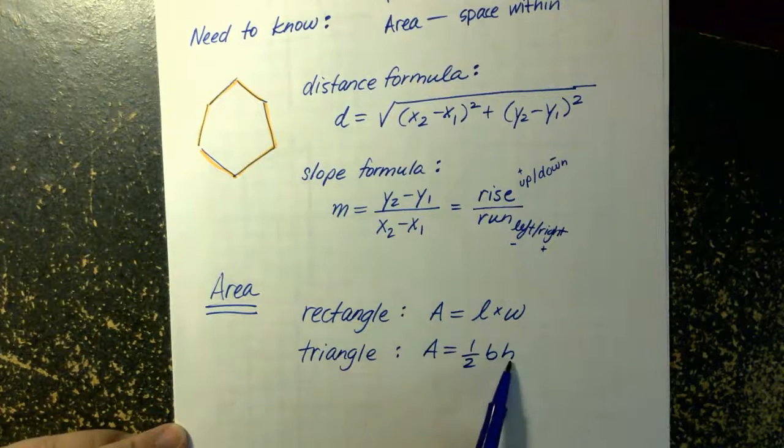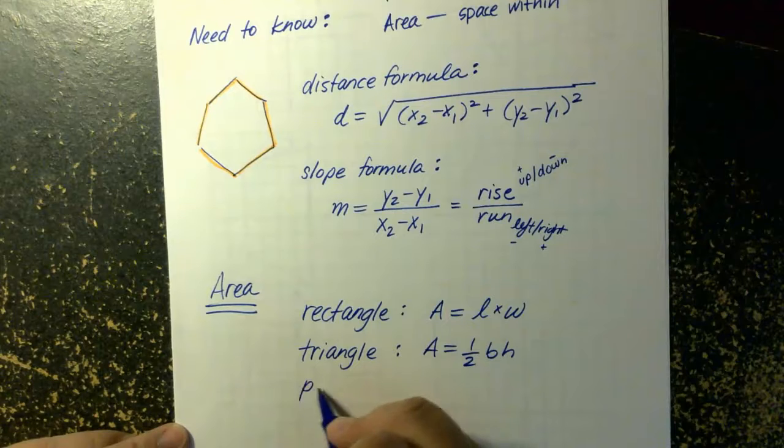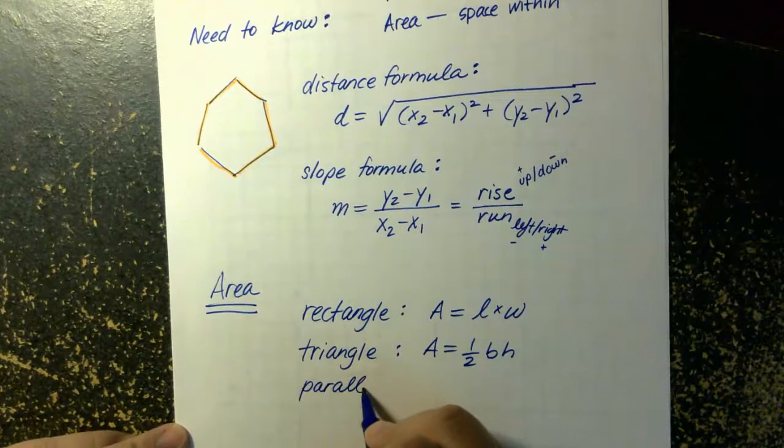Now, what makes the base and the height? Well, basically, one of those is a side of the triangle, and the other one is perpendicular to that. It's an altitude. It's perpendicular to that, and we're going to look at that more in a second. Let's talk about a parallelogram.